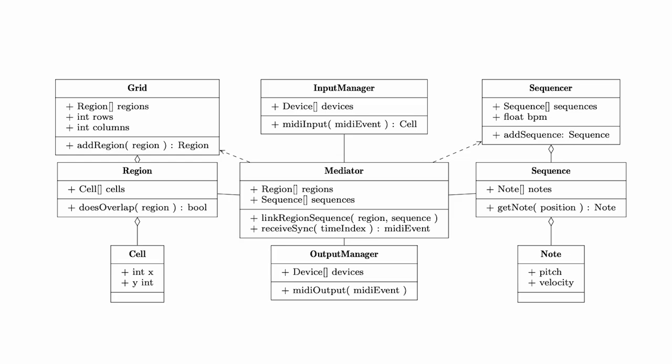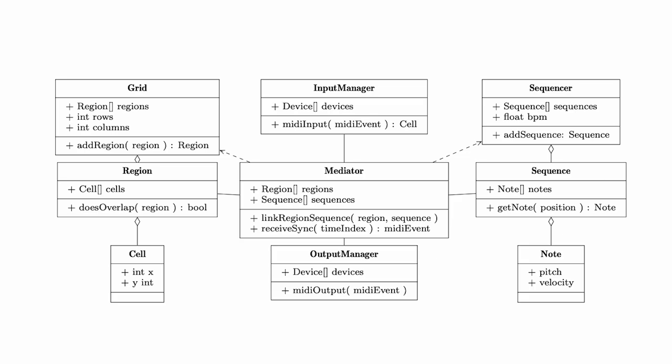A JavaScript layer is used to describe the cells, region, and grid, as well as the sequencer, sequence, and notes. The input manager is responsible for managing the input mappings, in this case the MIDI mapping from the Ableton Push, and the output manager is responsible for sending out the corresponding messages to the hardware unit.